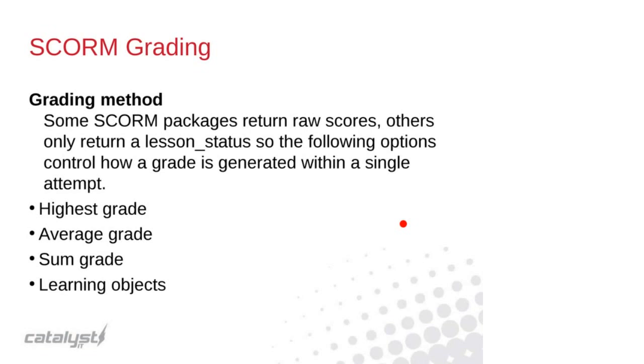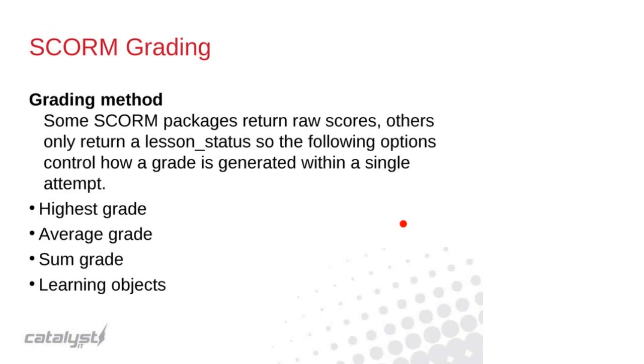The highest grade displays the highest grade that has been saved in this particular attempt. So you might have multiple scores being returned from your SCORM package at different points. At one point it might return a 10, another point it might return a 20, another time it might return a 30. The highest grade will find that 30 grade and use that. The average grade will take the 10, 20 and 30, add them together and create an average. Some grade adds those 3 scores together.